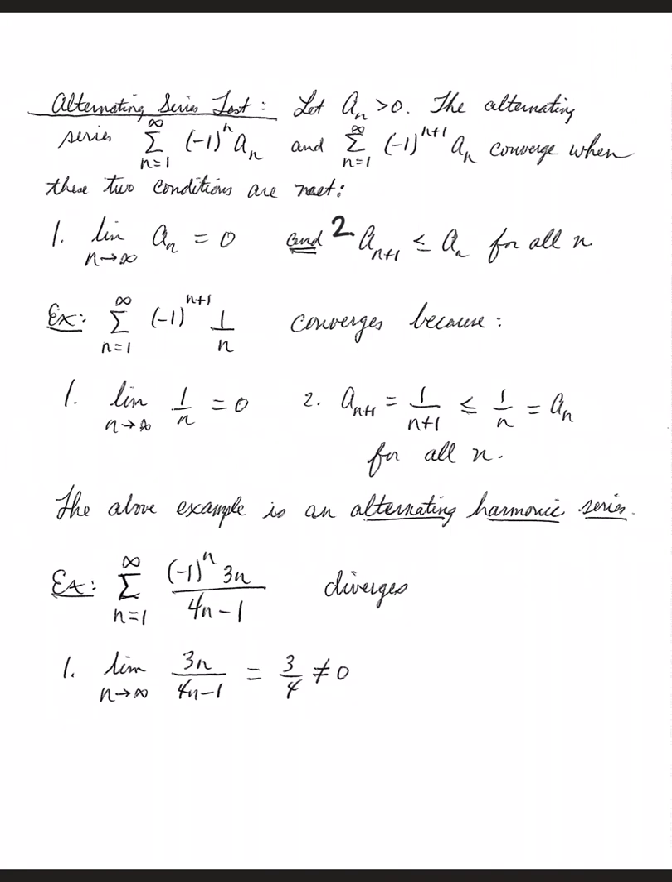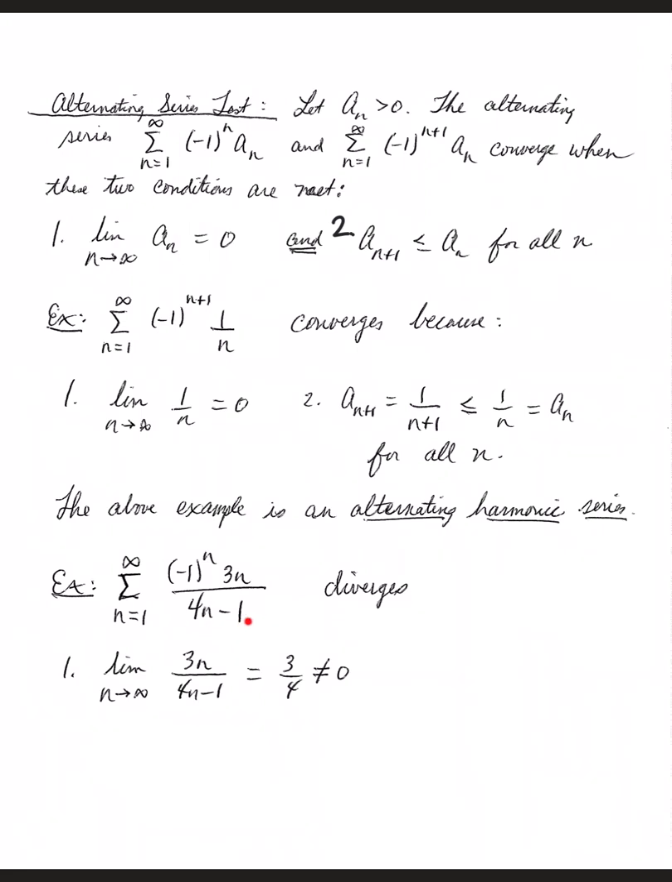This example is called an alternating harmonic series. Alternating harmonic. This one converges. We're going to revisit that. For the next example, we're going to take the sum from 1 to infinity of negative 1 to the n times 3n over 4n minus 1.